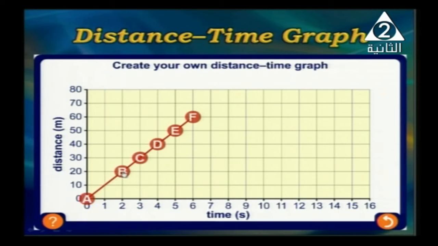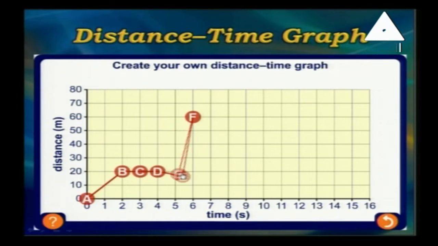But if I have this part, A is here, the first one. And if I have this part, B, C, and another one, D, and after that E, and after that F. So this is a straight line, it represents what? From B to F, it means what? It means the body at rest.